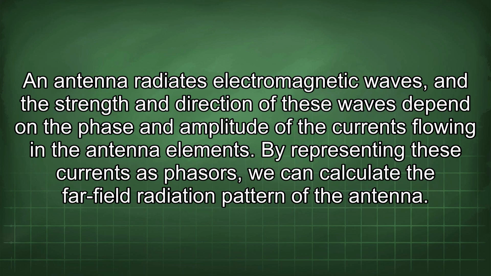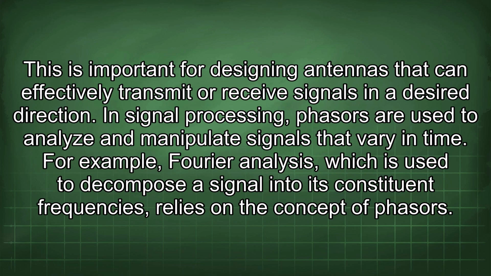In antenna theory, phasors are used to analyze the radiation patterns of antennas. An antenna radiates electromagnetic waves, and the strength and direction of these waves depend on the phase and amplitude of the currents flowing in the antenna elements. By representing these currents as phasors, we can calculate the far-field radiation pattern of the antenna. This is important for designing antennas that can effectively transmit or receive signals in a desired direction.